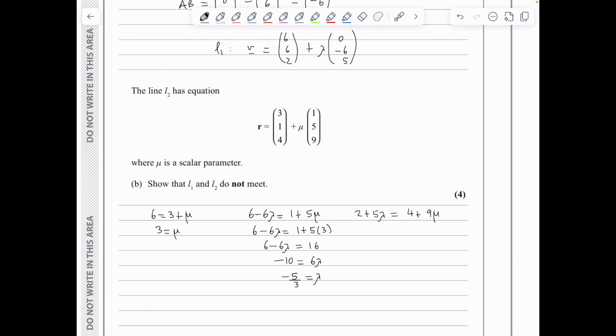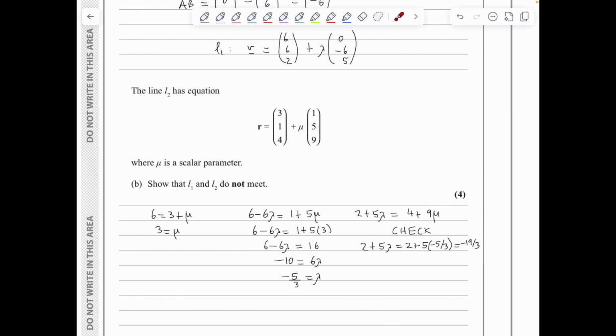All I need to do now is check in the third equation that the values for lambda and mu yield a true statement. So we've got 2 plus 5 lambda, which is equal to 2 plus 5 times the negative 5 over 3, which gives an answer of negative 19 over 3. Now, if upon substitution of mu into 4 plus 9 mu, we get an answer of minus 19 over 3, it means we have validated the third equation, and therefore the two lines meet.